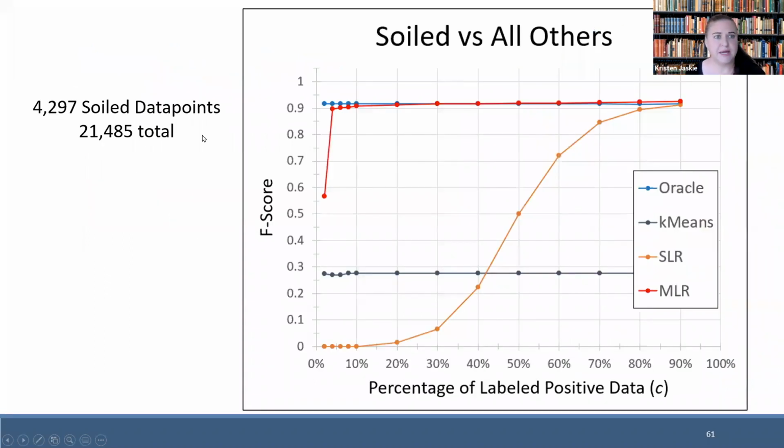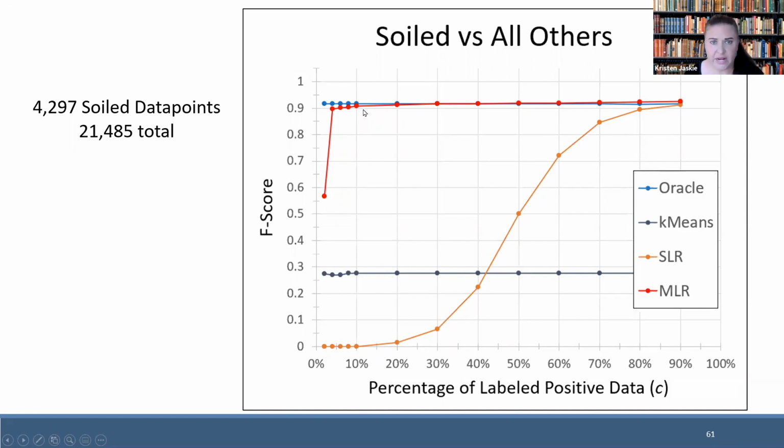And so this is the same kind of idea. So this is if we're just looking for soil data. I'm considering everything else, including shaded, including degraded, all of that I'm calling okay. And I'm just looking for soil data. There's 21,000 points total. There's 4,000 soil data points. And again, my red line is the modified logistic regression. Blue line is supervised learning, where the Oracle knows all and sees all. I threw in k-means. So this is the unsupervised. We have no labels at all. And I'm just trying to cluster it and see, cross my fingers, hope for the best.